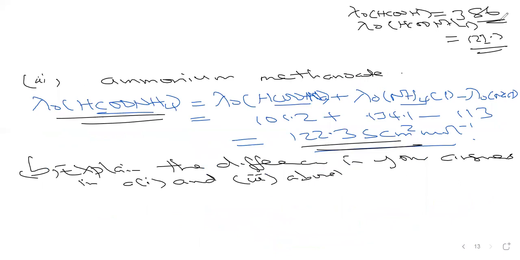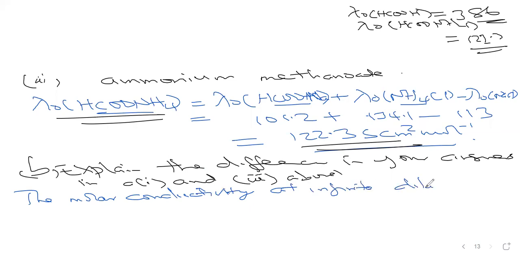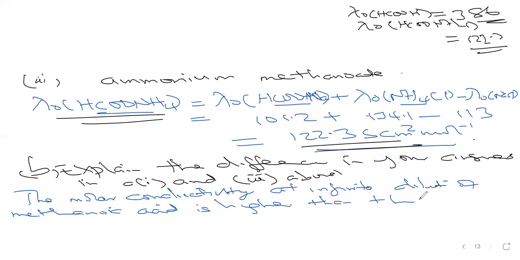First of all, state the difference. What's the difference that you're stating? The difference is that the molar conductivity at infinite dilution of methanoic acid is higher than that of ammonium methanoate. That's the difference, first of all.